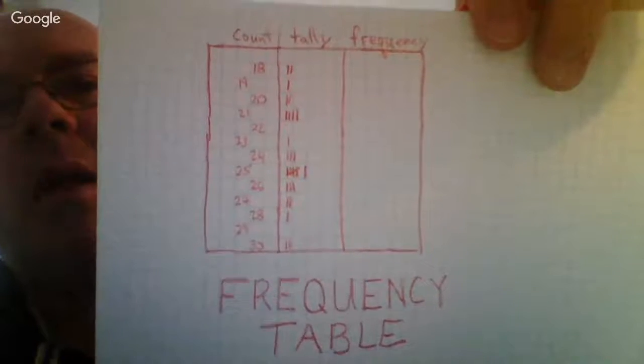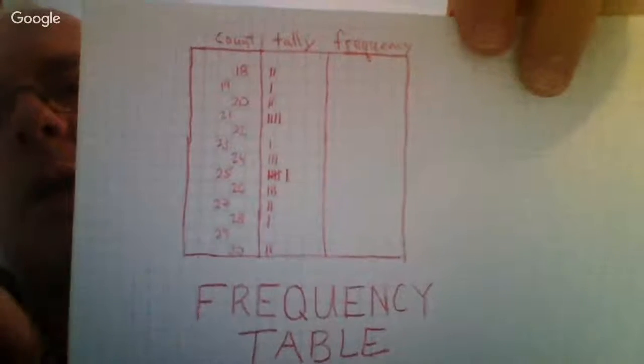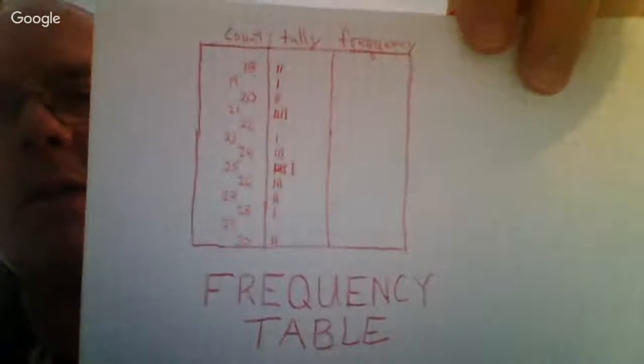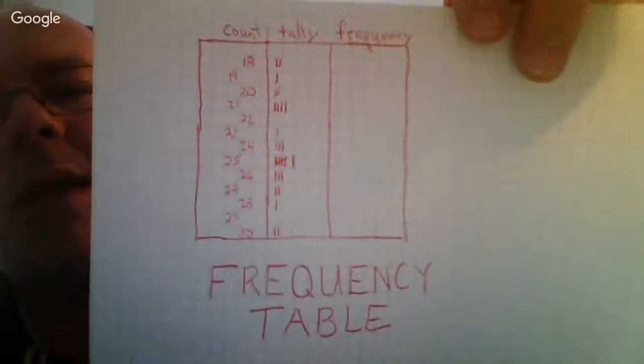And then in the middle column, you see it says tally. Well, what I'm doing there is I'm doing a tally mark every time I see an 18. So these data are exactly the same as was shown on that dot plot. This is just a different way of looking at it.